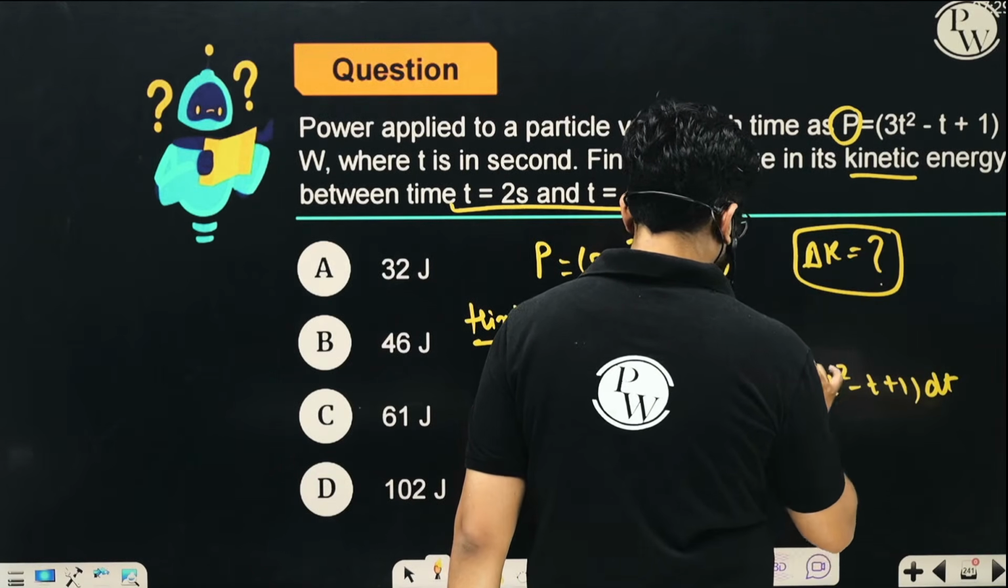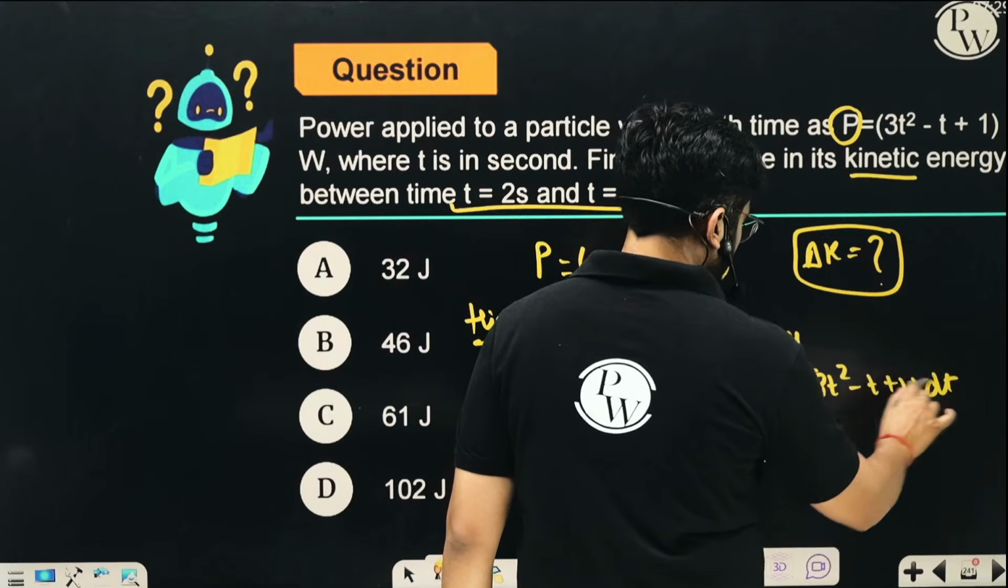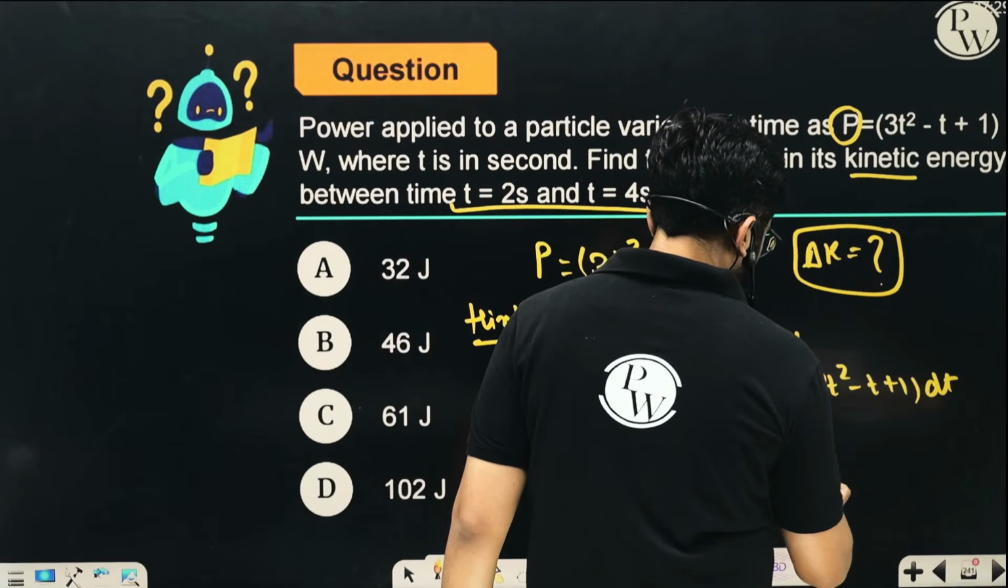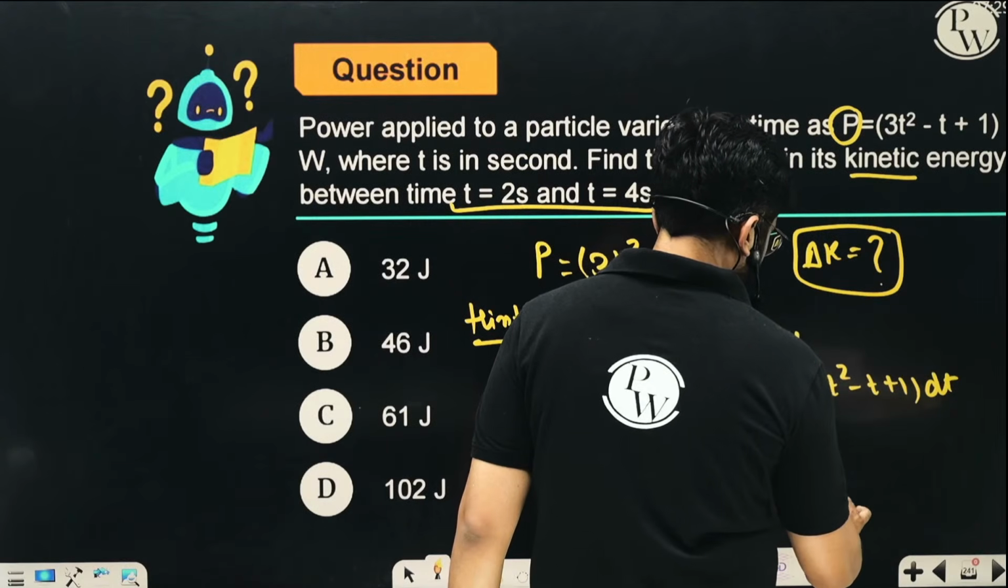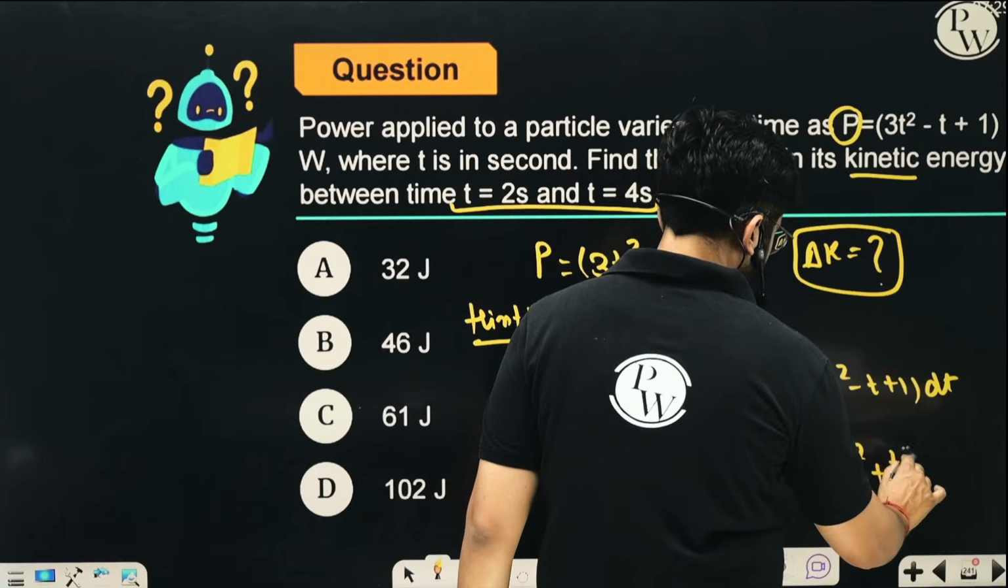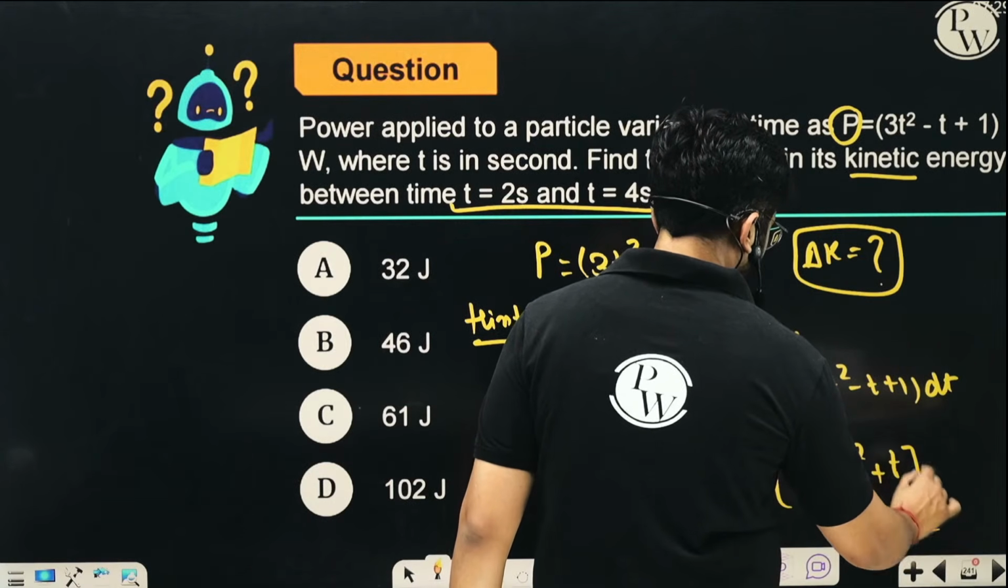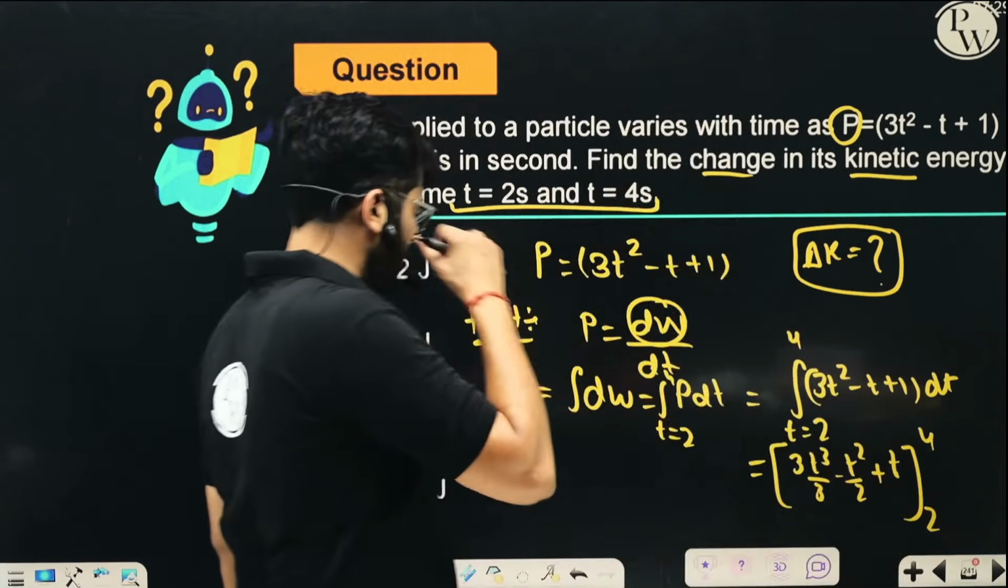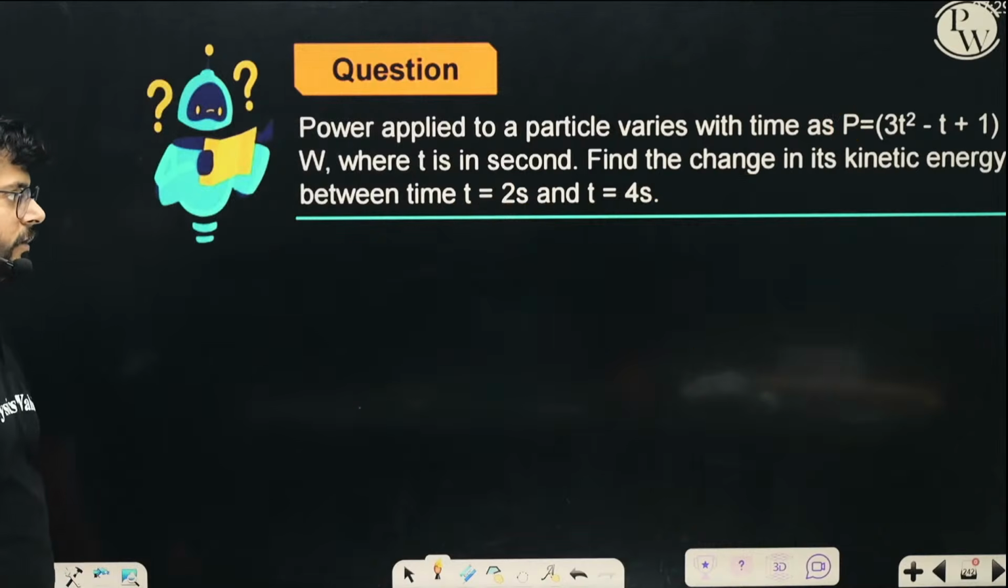T is equal to t to 4, right? And when you solve it, it will come out to be 3t cube by 3 minus t square by 2 plus t. Lower limit and upper limit. Just put the lower and upper limits and you will get your answer. Change of kinetic energy.